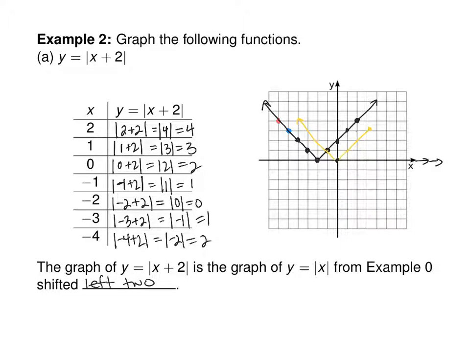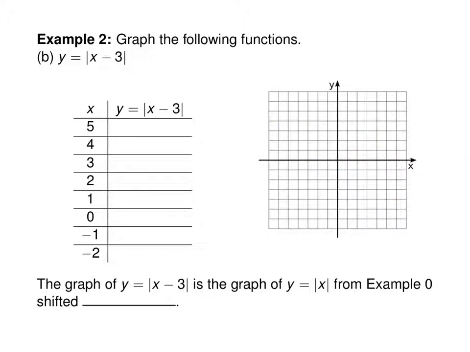But what you have to remember is that if you add a number inside of a function, it's a shift to the left. And correspondingly, if you take away a number inside of a function, it's going to be a shift to the right. So this will be a shift right by 3. But let's plug in points to make sure.